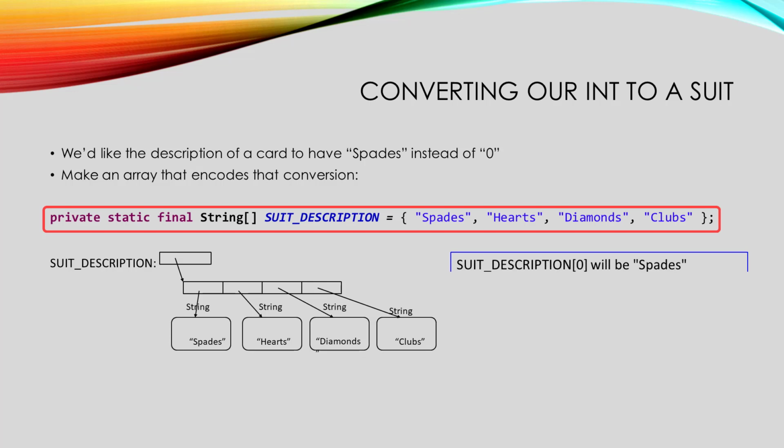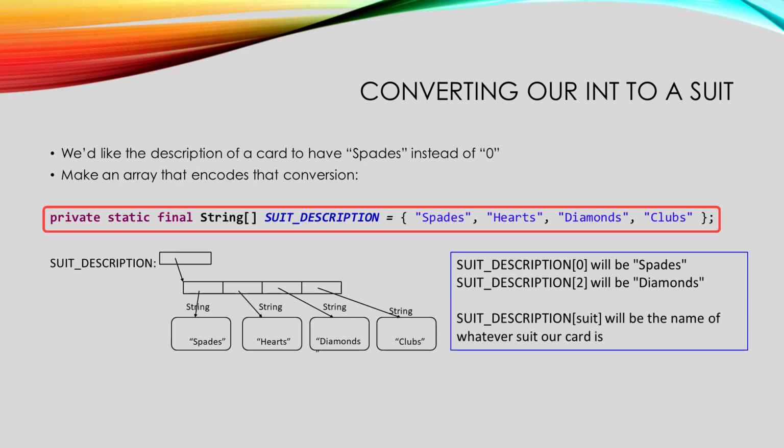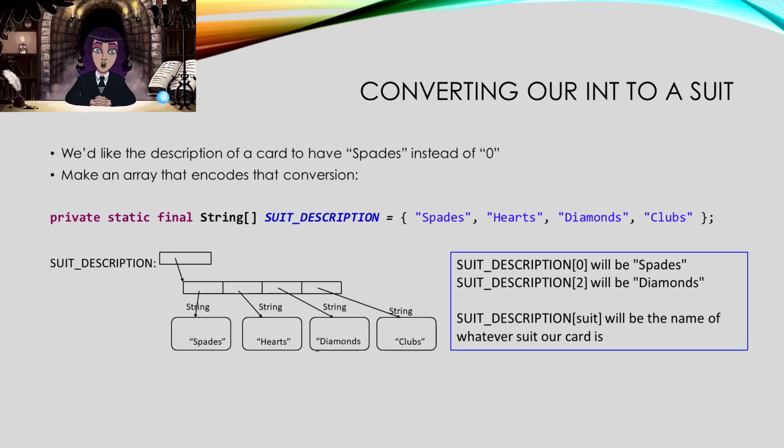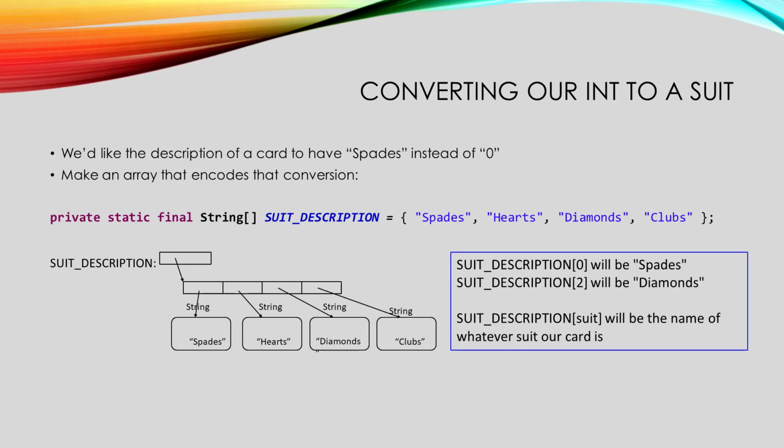If we index suitDescription by 0, we will get the string "spades." If we index it by 2, we'll get the string "diamonds." So if we index it by the instance variable holding the suit of the current card, we'll get the name of whatever suit our card is supposed to be. So if the instance variable holds a 3, we get clubs. See the magic? It's remembering that 3 means clubs, so I don't have to. That is pretty cool. The lab will lead you through a similar conversion for the face value. Eventually, your toString will be smart enough to say things like "King of Clubs."